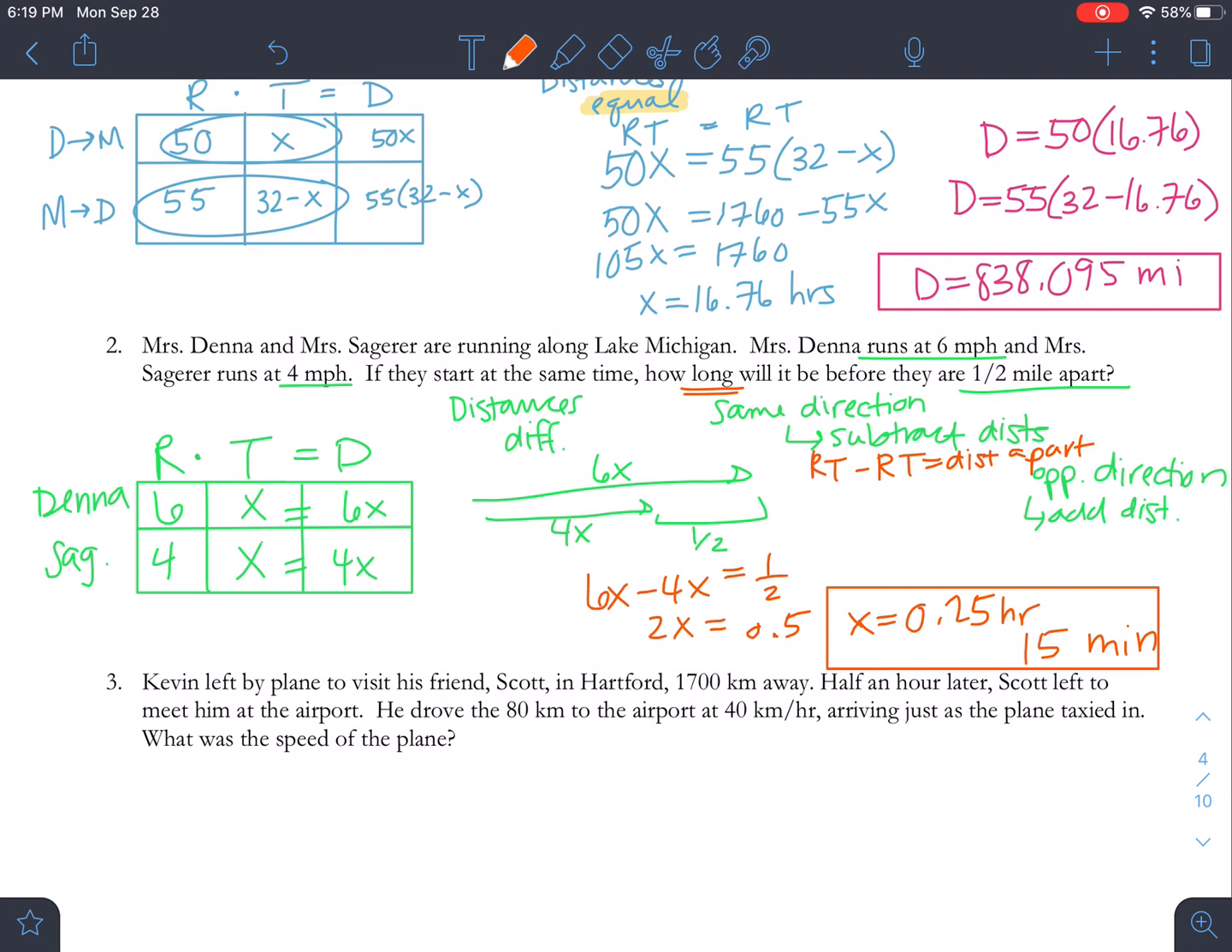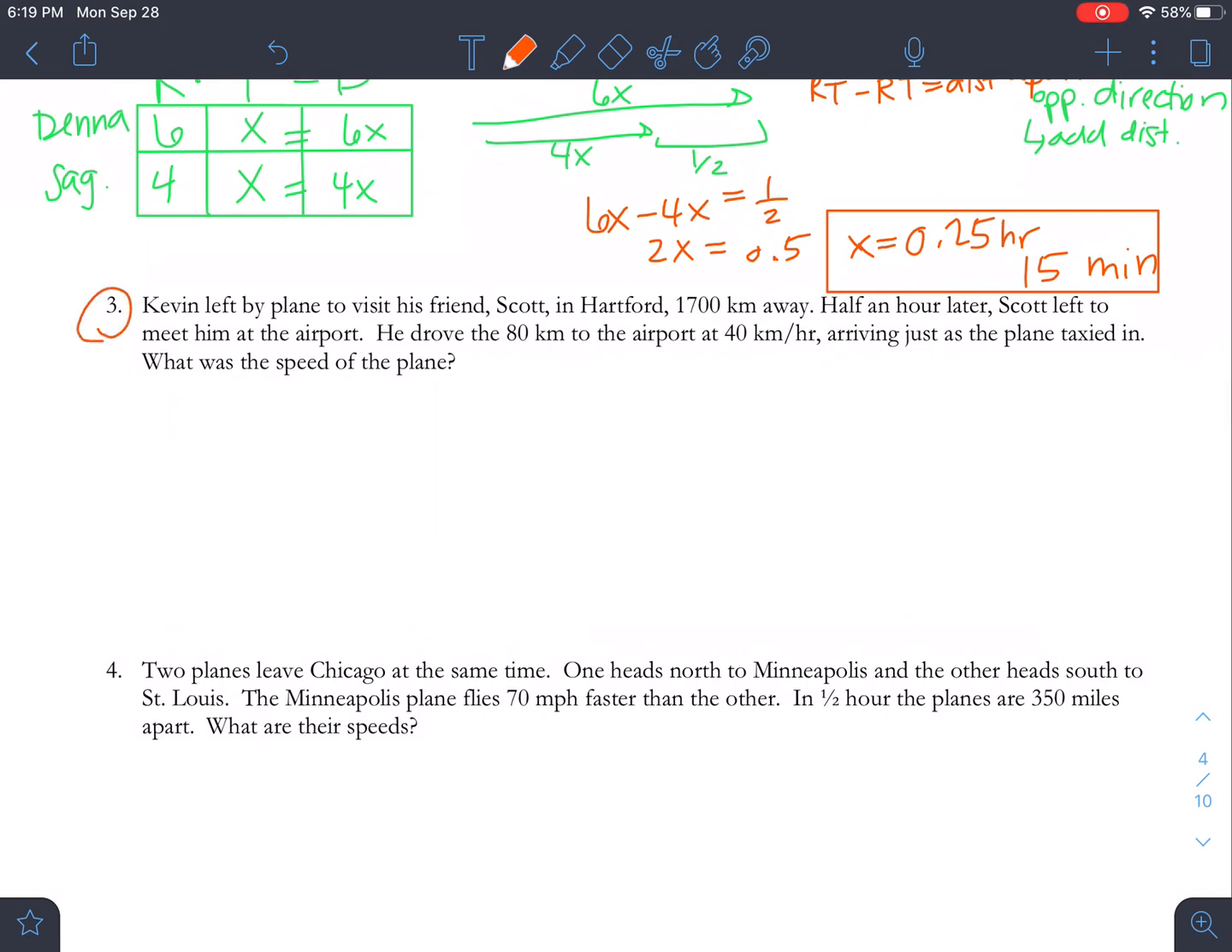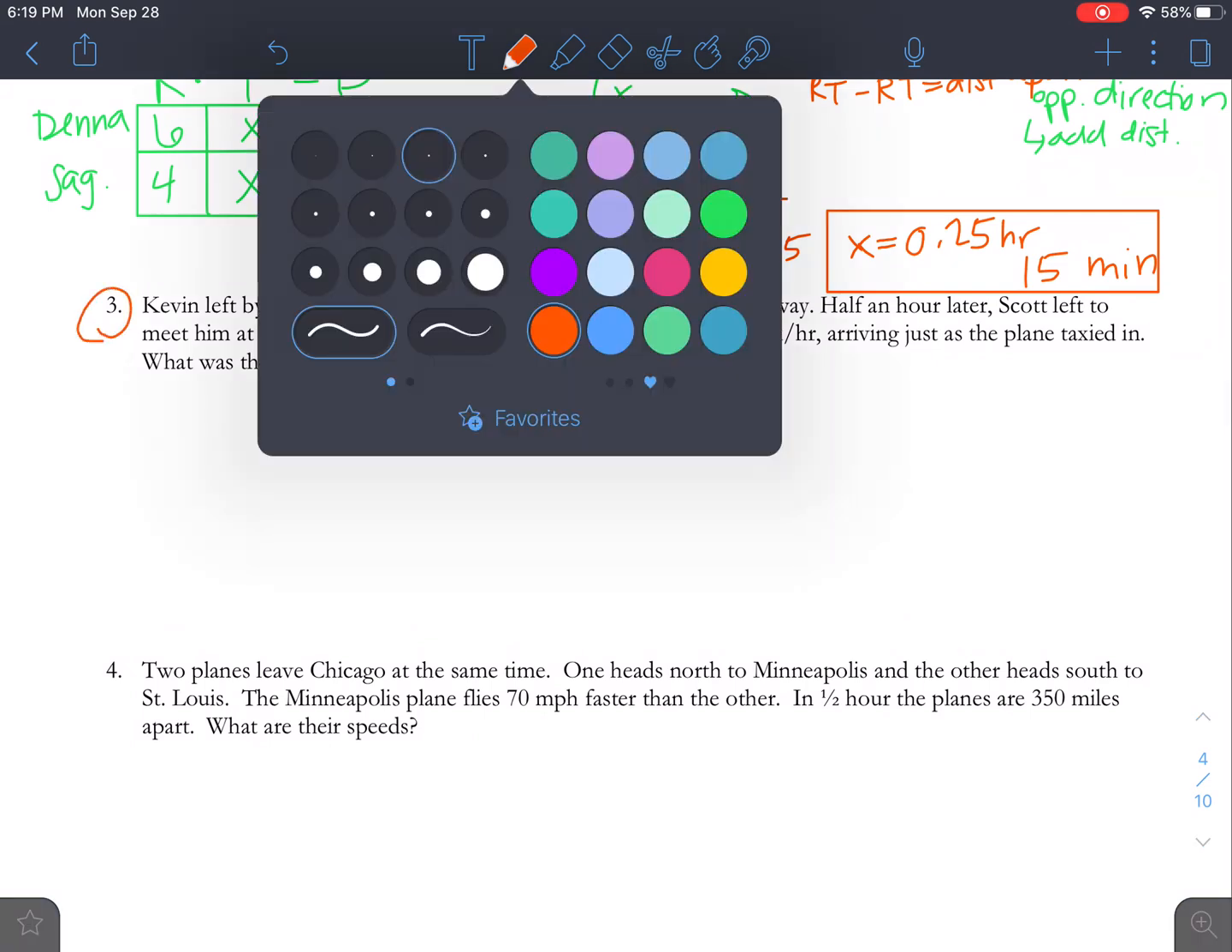Okay, I want to try one more that's similar to that, and then we'll move on to a different type of equation here. So I'm going to save number 3 for class. Okay, number 4, I want to talk about, is very similar to that running one.